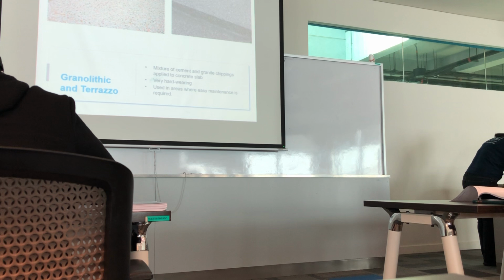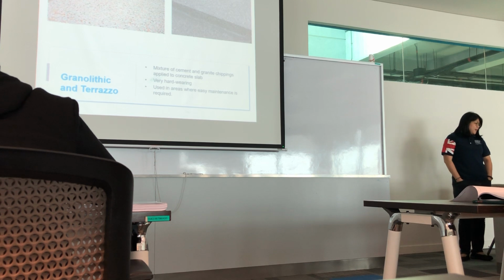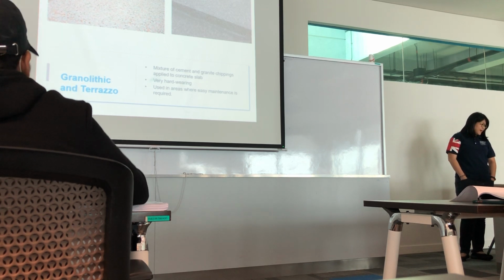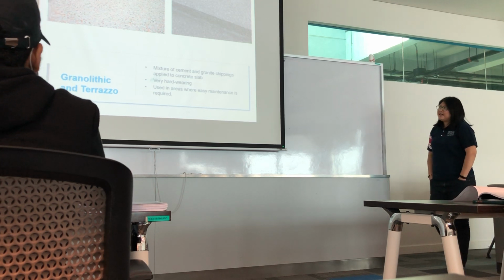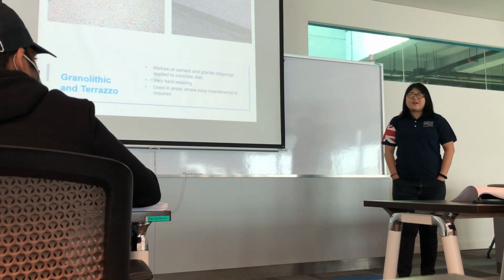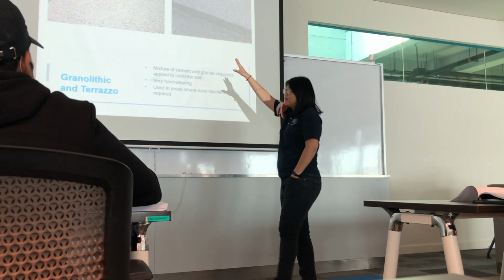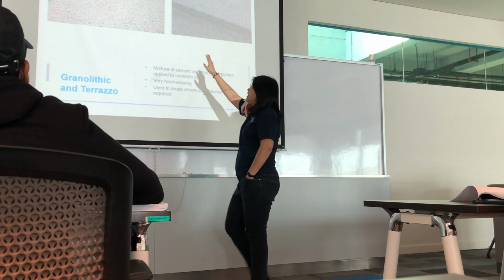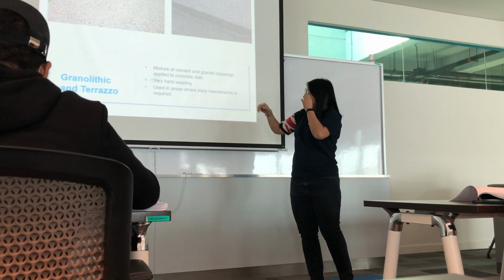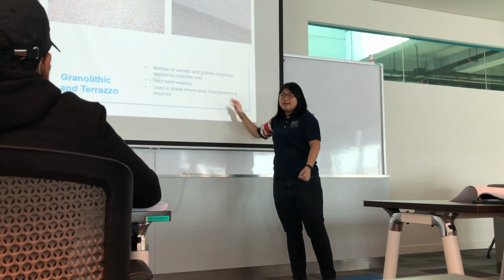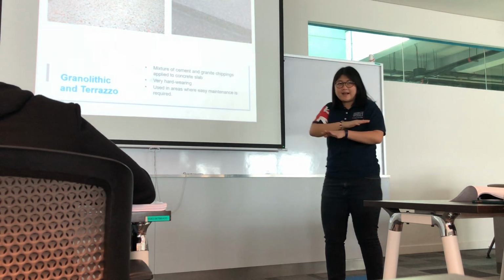Alright, so, granolithic and terrazzo. A mixture of cement and granite chipping applied to the concrete slab. Very hard wearing, used in areas where easy maintenance is required. If you notice some of your grandparents' houses, or the house in your hometown, their finish is this. We call it a terrazzo finish. They mix the pebbles that we see here, or granite chipping, a bit better ones, with cement and they cast it.